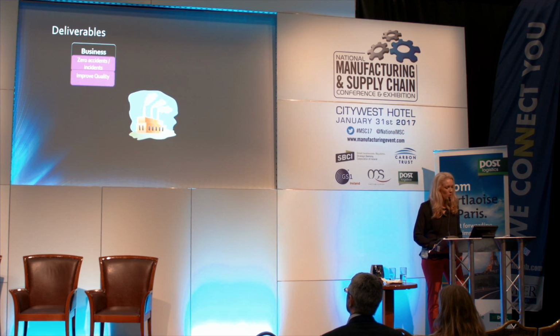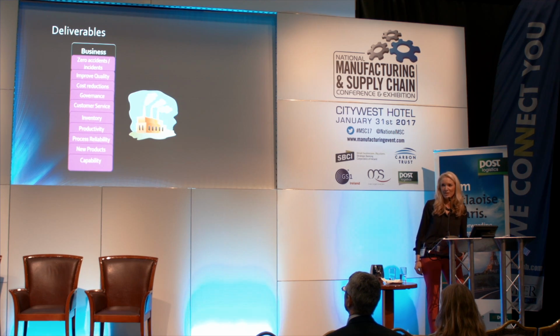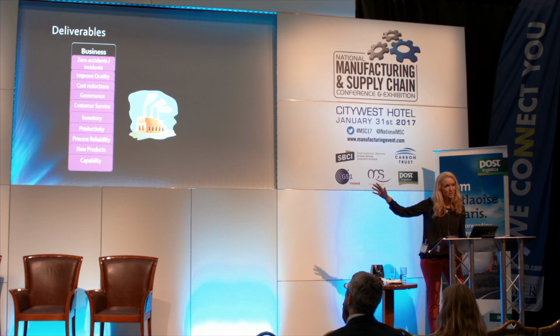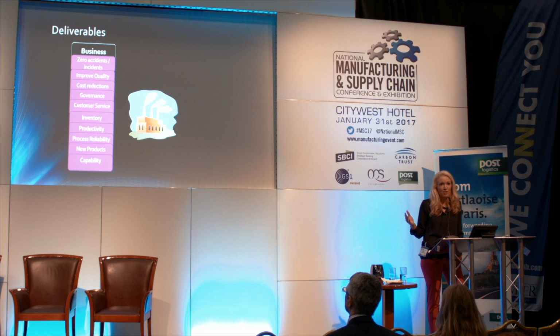We've got our safety, quality, cost, governance, customer service, inventory, productivity, process reliability, new products, build the capability of the organization at the same time. So anyone who's worked in a plant like I have for a long time is very familiar with the amount of KPIs that you've got to deliver year in, year out, and show a percentage improvement year in, year out. So let's take it, we already have a lot going on, okay?